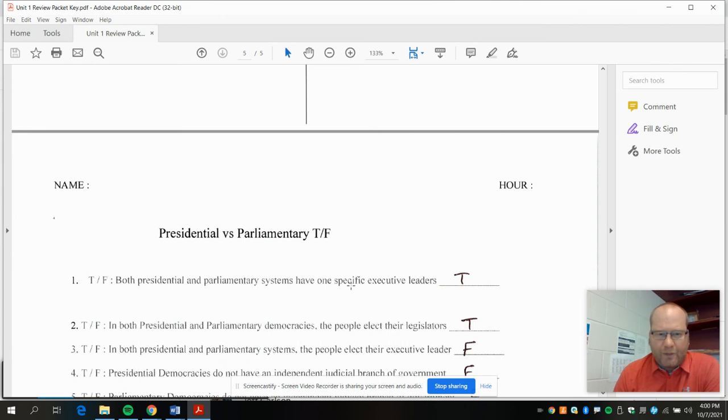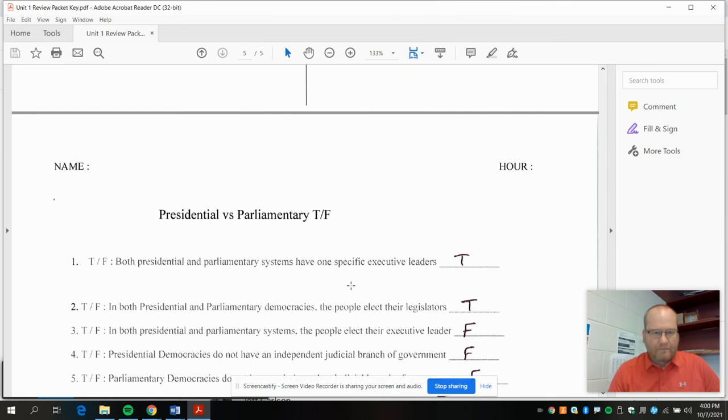Number three, in both presidential and parliamentary systems, the people elect their executive leader. False. In a presidential system, we elect our president. Remember, in a parliamentary system, the people in Parliament or in the legislative branch, they are the ones that choose who the prime minister is going to be.